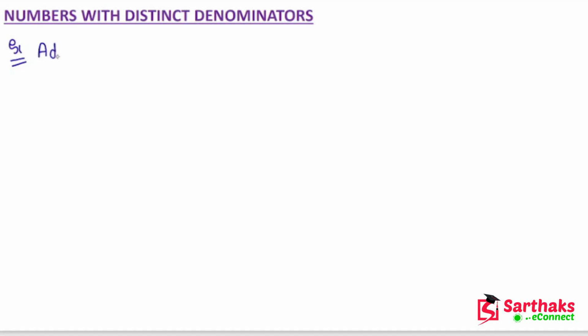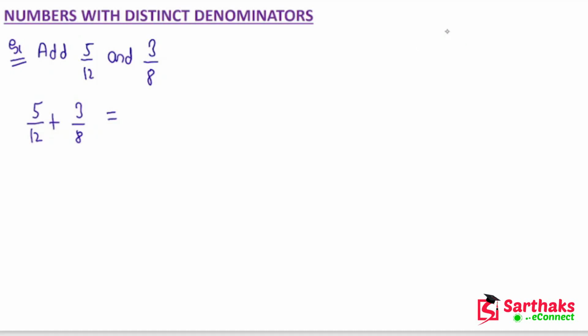Let us add 5 upon 12 and 3 upon 8. Okay. Now 5 upon 12 plus 3 upon 8 is equals to, clearly, for adding them you have to make the denominator same, but they are not same, so we will make it same. We can take the LCM of 12 and 8 because we know that LCM would be a number which is both in the tables of 12 and 8.